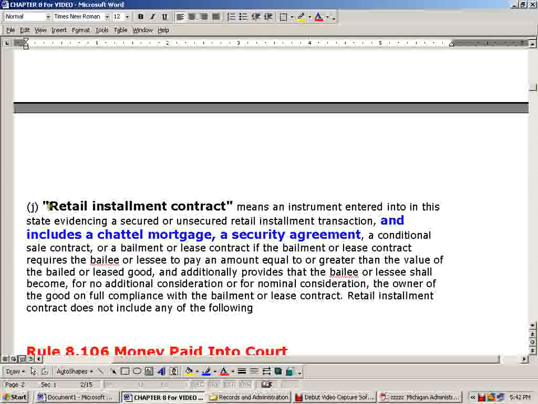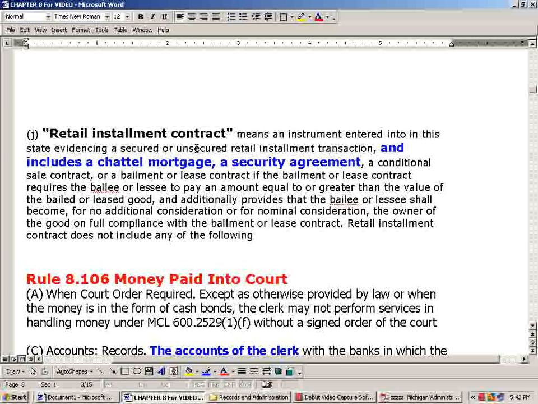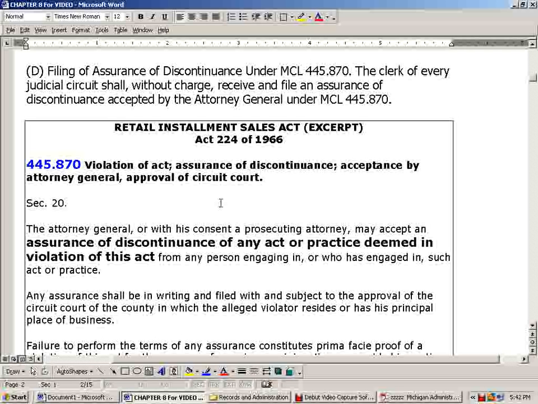Because one of the things, a retail installment contract, is part of this act. In the definitions of the Retail Installment Sales Act, what is a retail installment contract? It includes a chattel mortgage or security agreement. Oh, well, that sounds like a deed of trust or a mortgage, as we would call it, which is actually a security agreement. I've got to read this act some more, but basically what they're saying is your foreclosure is going to fall within this act, and they can file an assurance of discontinuance under this.